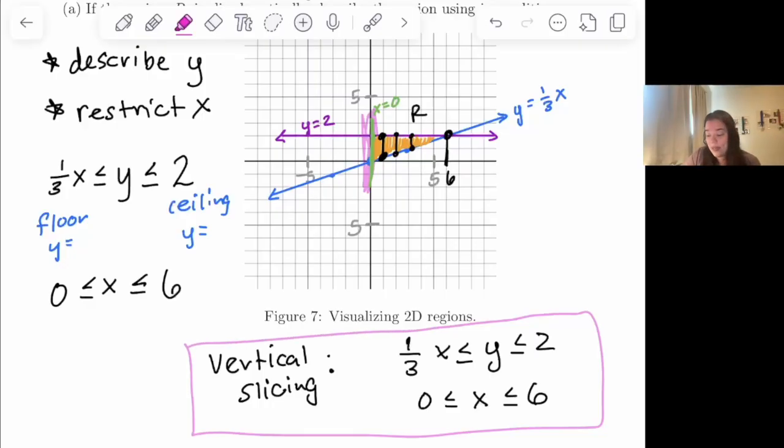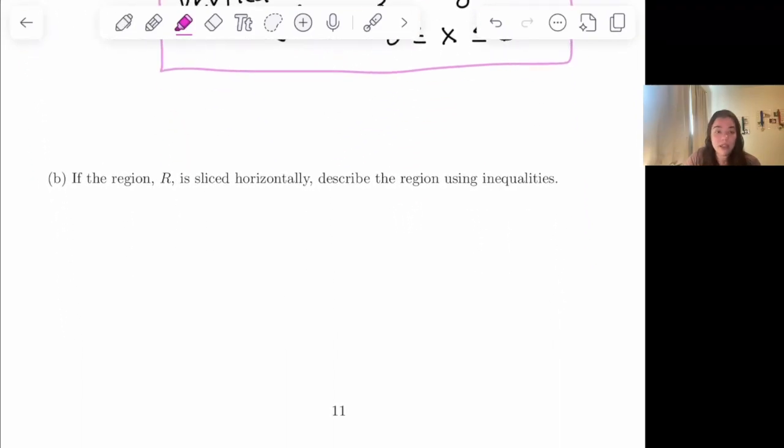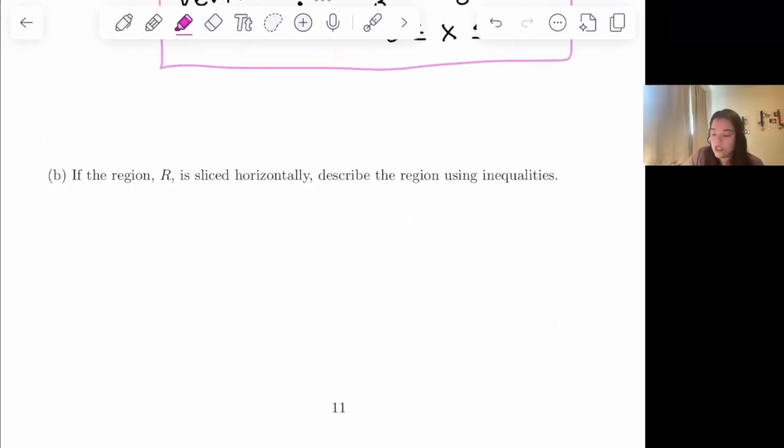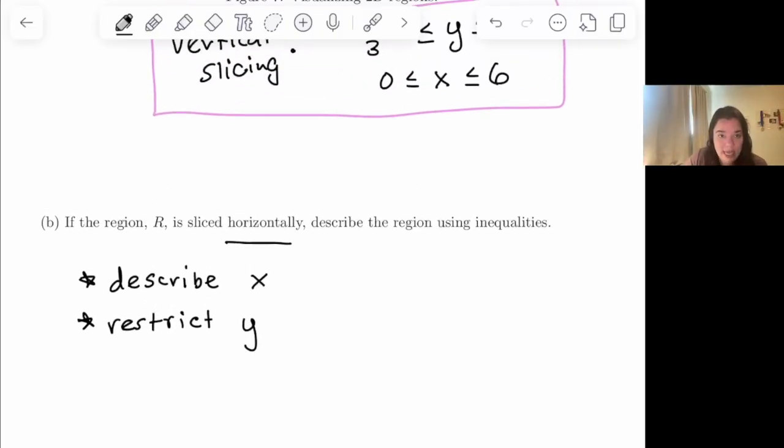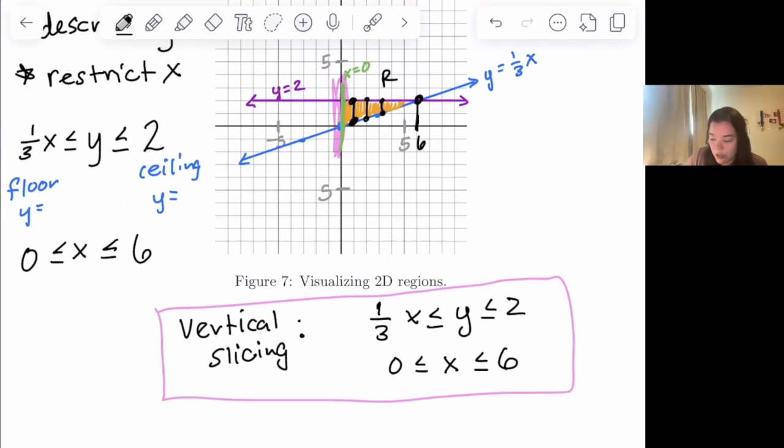Now, one more example on the same problem, but a little twist. If the region R is sliced horizontally, describe the region using inequalities. So horizontal slices mean first describe x. That's the way my brain thinks. And then restrict y. So we need to go back up to our picture. I'm going to do some erasing here, or if you prefer to resketch the picture below, do that. I'm going to go back to my picture.